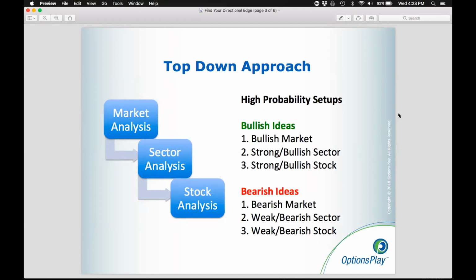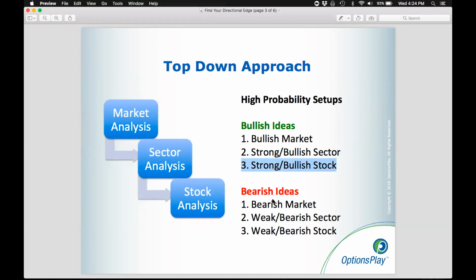So in order to do that, we're going to talk first about the top-down approach. The top-down approach is really simple. It's taking a look at the overall market first, then looking at the individual sectors within that market before looking at individual stocks within a sector. And in order to find high probability setups, the top-down approach gives us two paths. If you're looking for bullish ideas, then you typically want to identify a bullish market before you identify a strong or bullish sector within that market. And then within that sector, identify strong and bullish stocks. So that's how you typically will try to find bullish ideas.